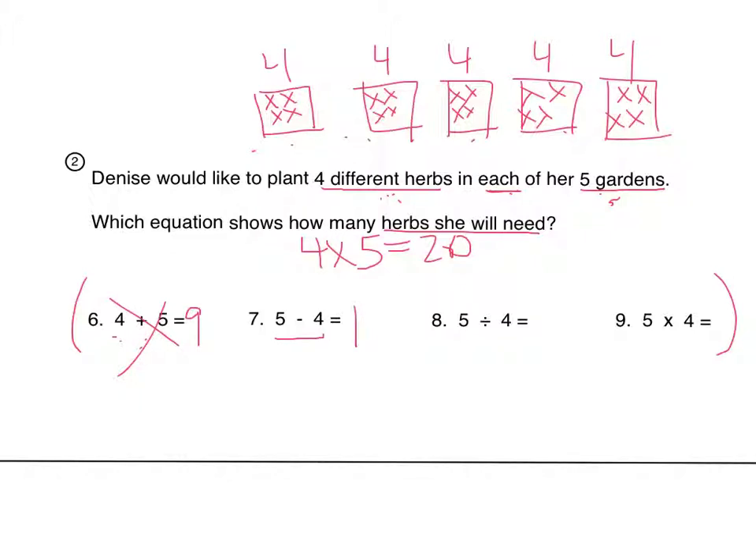5 minus 1? She only needs 1 herb for her 5 gardens? That's absolutely crazy. 5 divided by 4, well, that's 1 remainder 1. How do you have a remainder 1 of a herb? And why would you only need 1 herb for 5 different gardens? Again, makes no sense. 5 times 4 is 20. That's what I wrote up here. Makes perfect sense, and so I choose the 9 to go in my check answer.